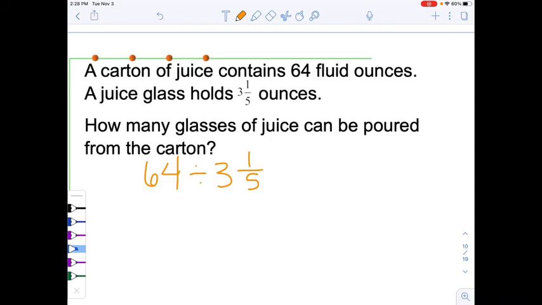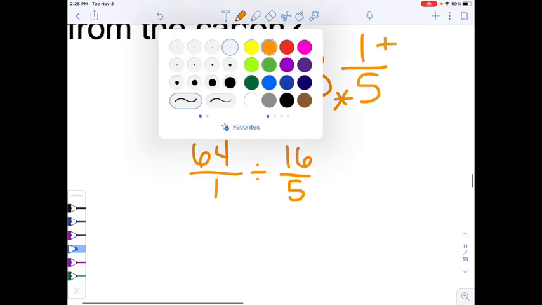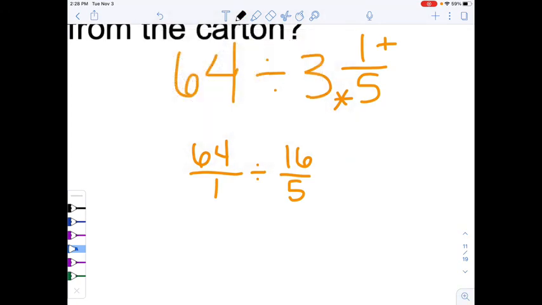Now before I can do anything, I have to change these both into improper fractions. So I'm going to rewrite 64 as 64/1 divided by, and then I use my strategy of MAD, multiply, add, keep the denominator. 3 times 5 is 15, plus 1 is 16, keep my denominator of 5. And now, to divide by a fraction, here's a tip. Keep, change, flip. Keep 64/1, change to multiplication, and then flip, so I have 5 over 16.